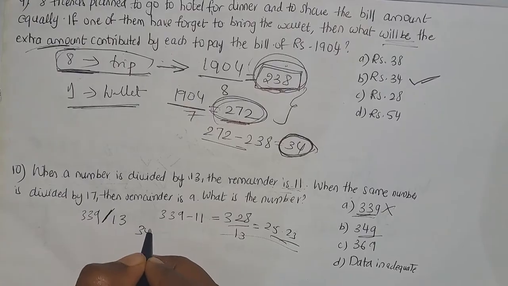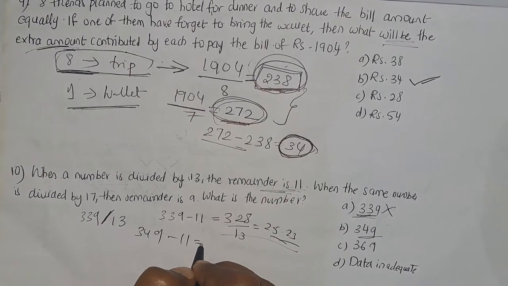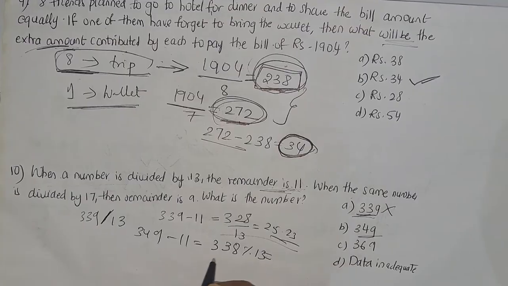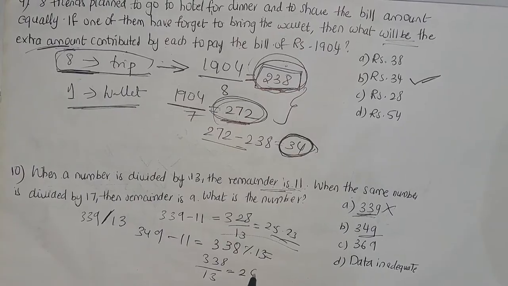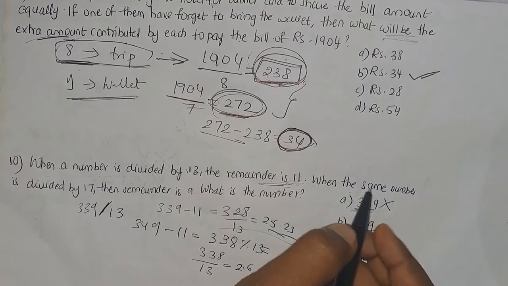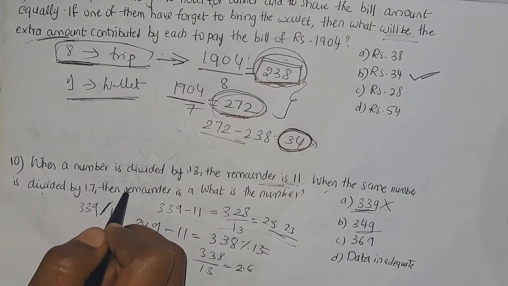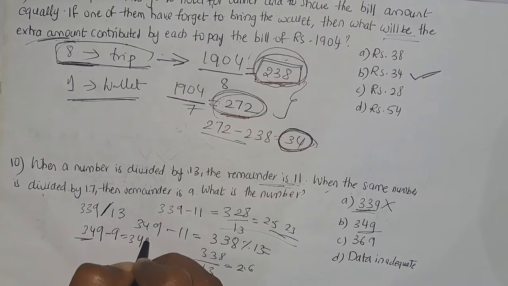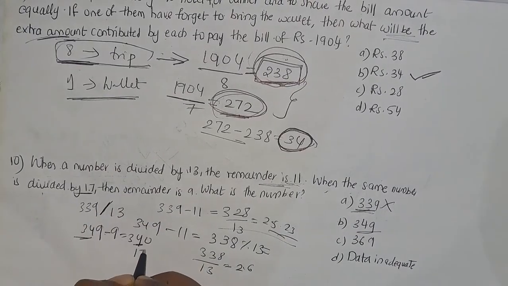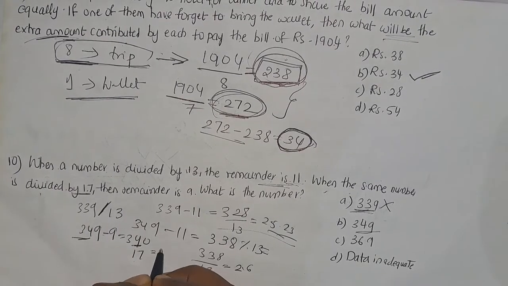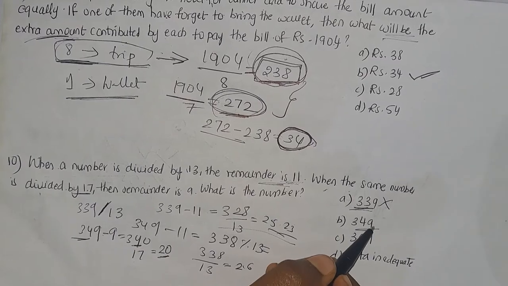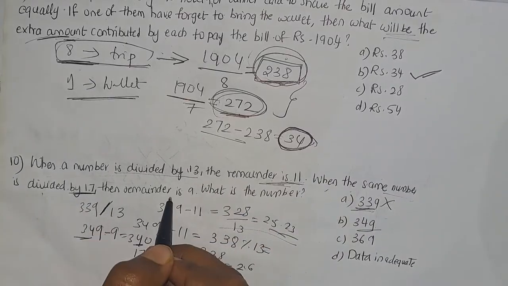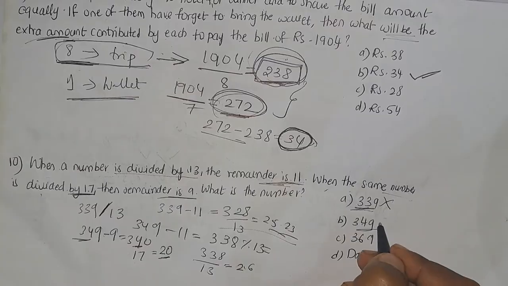If you go with 349 and the remainder is 11, subtract from here, 338. And it is divisible by 13, yes. So 338 by 13 is 26. Okay, so let's go to the next statement. When the same number is divided by 17, the remainder is 9. So if you subtract 9 from this number, 340, and divide by 17, you will get 20. So this 349 is a number which when divided by 13 gives remainder 11, and when divided by 17 gives remainder 9. So 349 is the number.